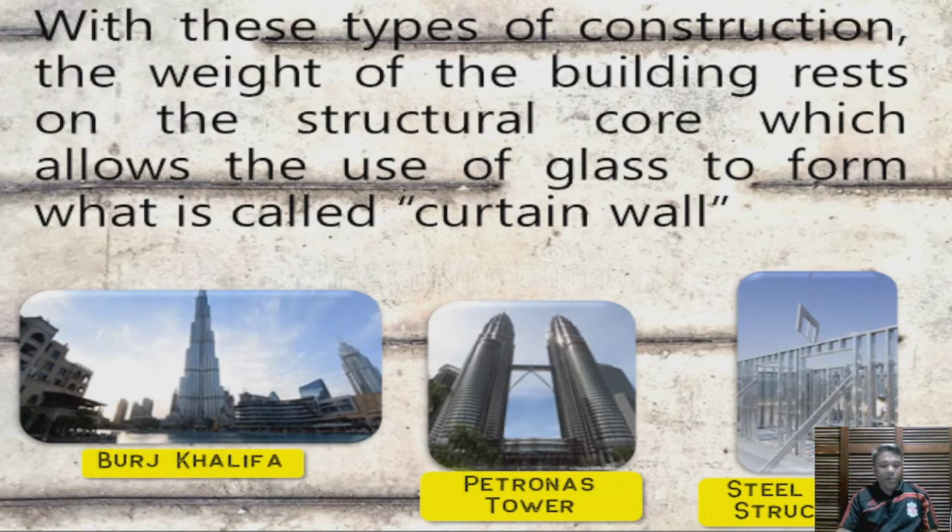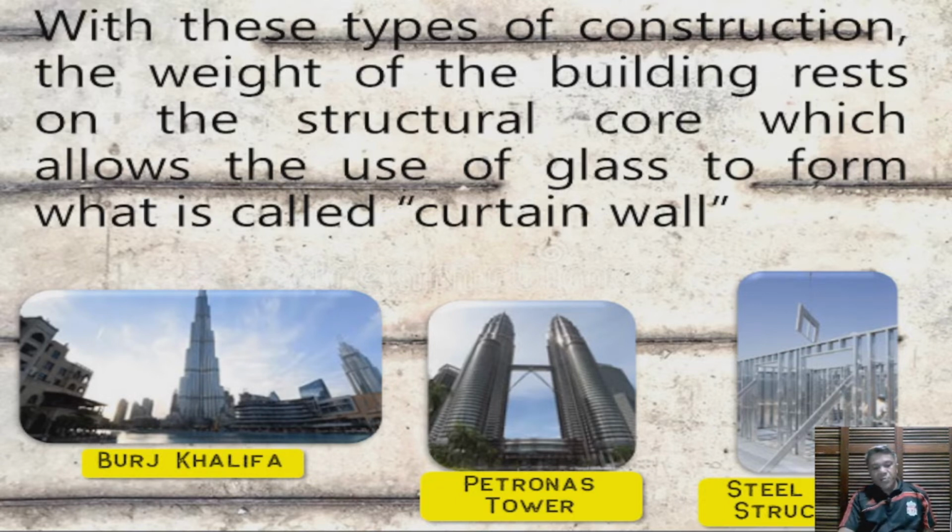A third example of steel cage structure is the tallest stadium. So one of those is made of steel cage structure.